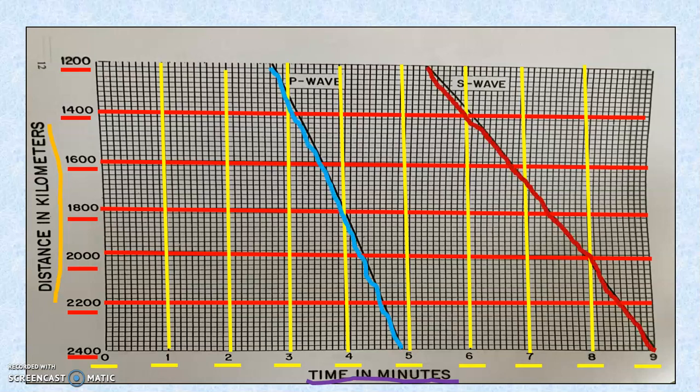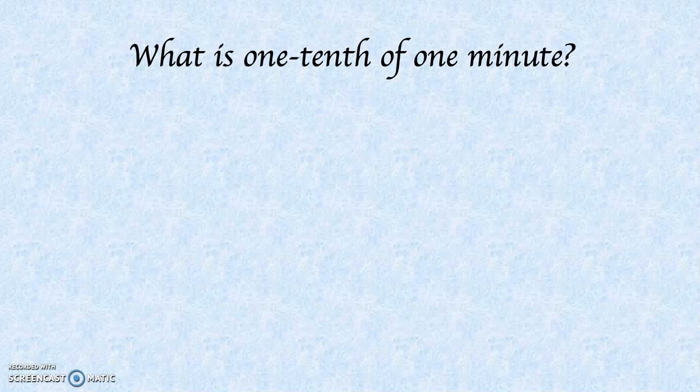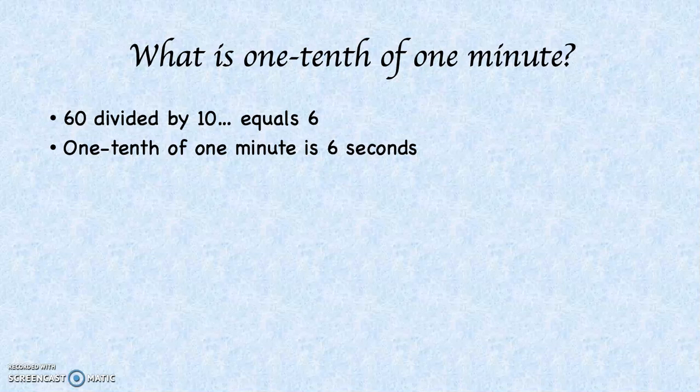All right, now let's put on the P wave and the S wave again. Okay, so I'm pointing with that silver arrow at the vertical lines. What I want you to see is this: between 0 and 1, and for that matter between 1 and 2, and 2 and 3, and so on, there are 10 of these vertical lines. That means we have to divide a minute into tenths of minutes. So what is 1/10 of a minute? Well, 60 divided by 10 equals 6. 60 seconds divided by 10 is 6. So 1/10 of a minute is 6 seconds.